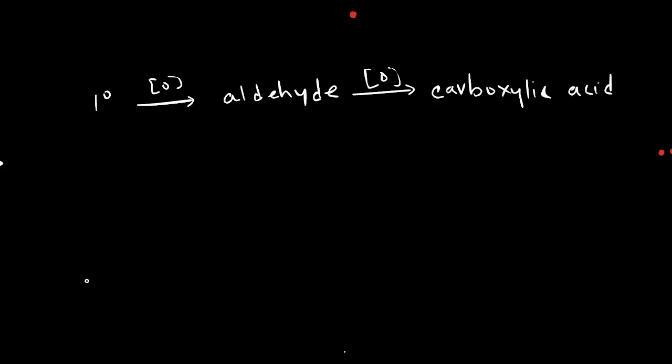Again, similarly, if we had a secondary alcohol, we are able to oxidize this once to generate a ketone. Also, we mentioned how we are able to now reduce these carbonyl compounds back to the original primary or secondary alcohols. And how do we do this?